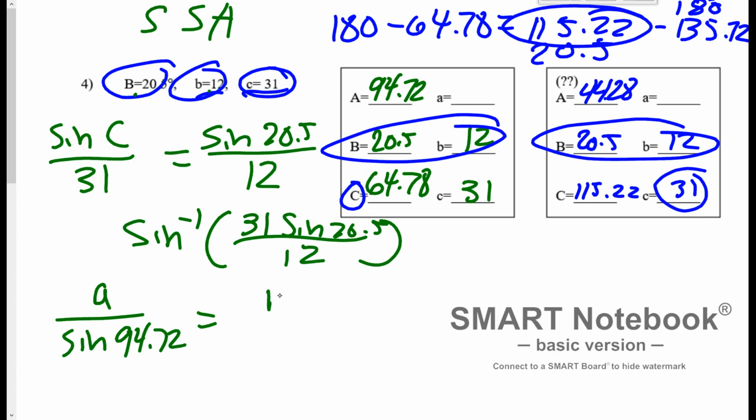So little b is 12, and then sine of 20.5. So then I solve for this, and I get 34.15. All right, then the blue one, I want to do the same setup, 12 over sine of 20.5.